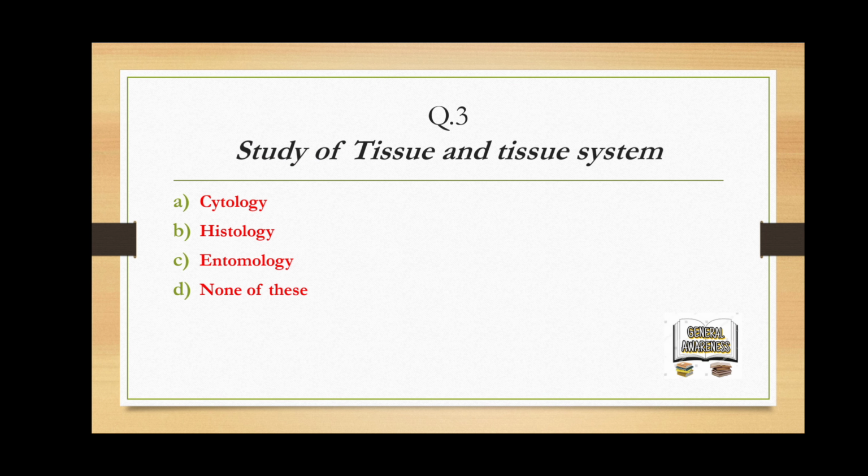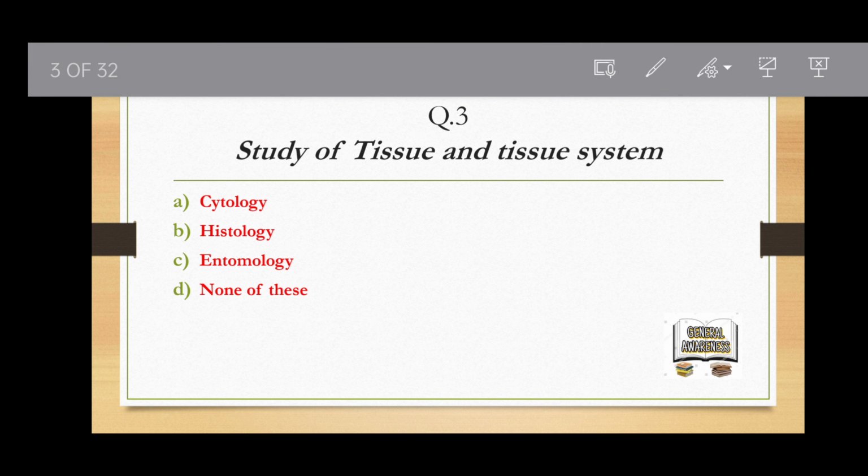Next question. Study of tissue and tissue system. Option A cytology, option B histology, option C entomology, option D none of these. The correct answer is option B histology.